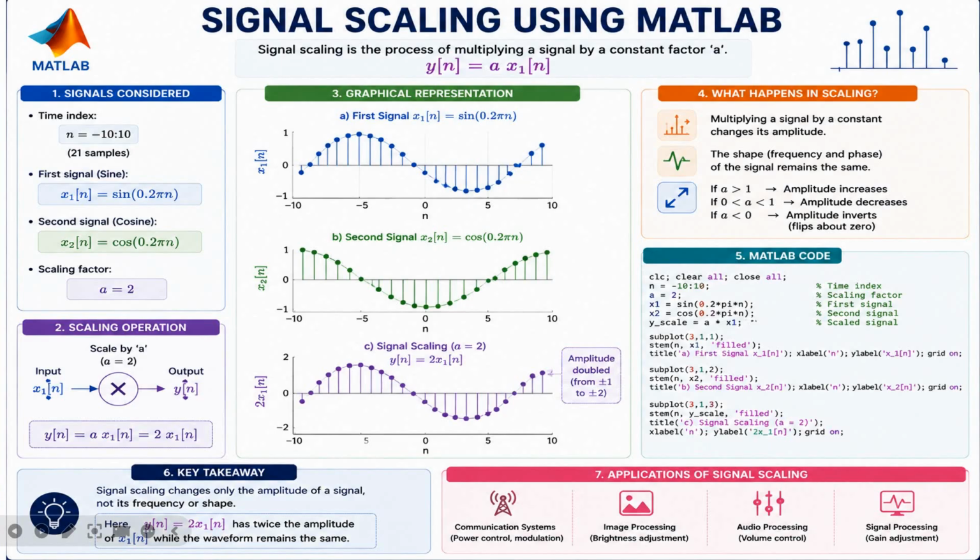Now the scaling factor we are choosing is a is equal to 2, which is greater than 1. So here what happens? When a is greater than 1, the signal will amplify. That is, the amplitude will increase. So this is the scaling operation. This is x1 of n, which is given as input. Scaling factor is 2, and we get the output as y of n, which is the scaled version. That is 2 times x1 of n.